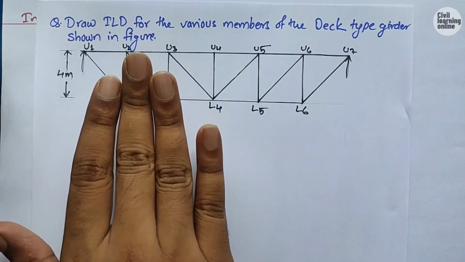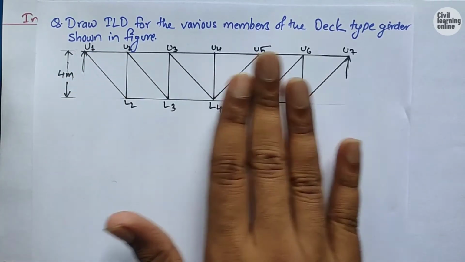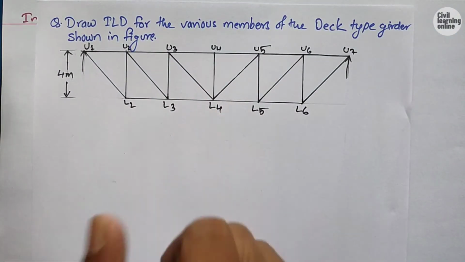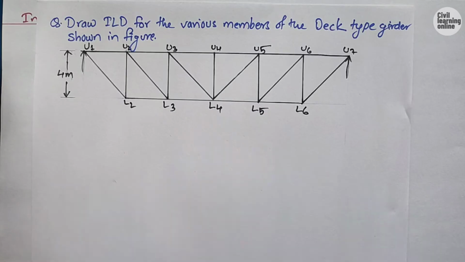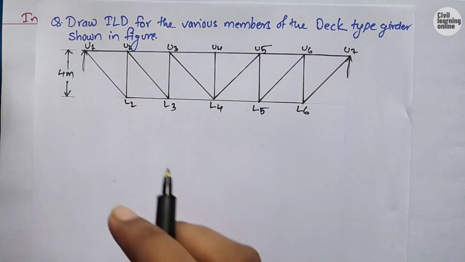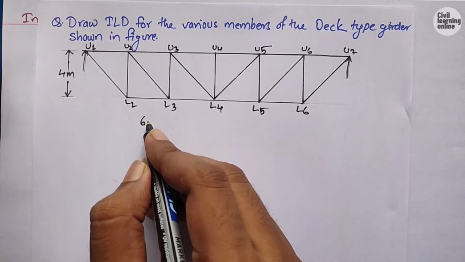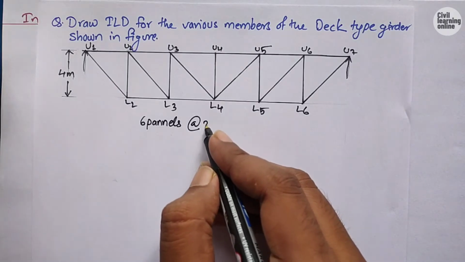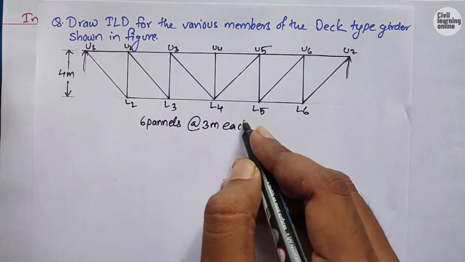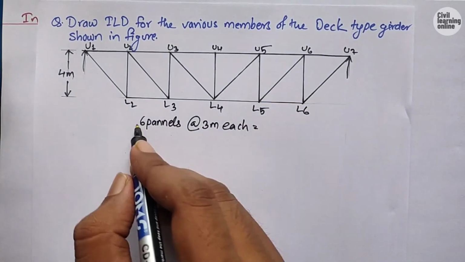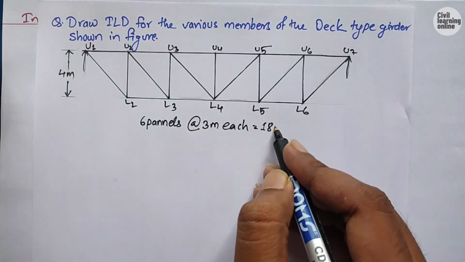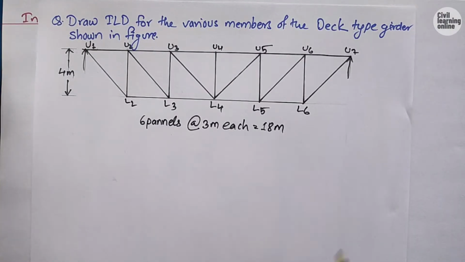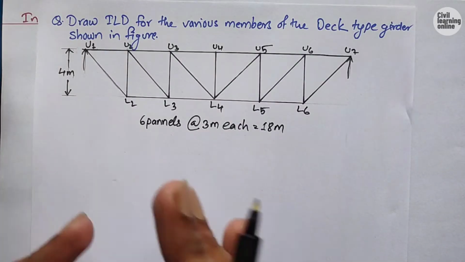So guys, here in this question, as you can see, we are provided with the deck type girder bridge whose height is 4 meter, and the span is missing here. Let me provide you the dimension of the span. In the question it is already given that we have 6 panels of 3 meter each, and the whole span of the girder is going to be 6 times 3, which equals 18 meter. Now let us first draw the influence line diagram for the upper chord member, then the lower chord member, then the vertical member, and finally the diagonal member.